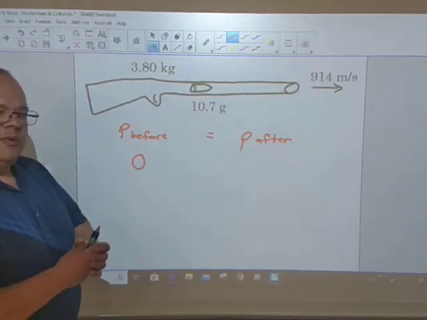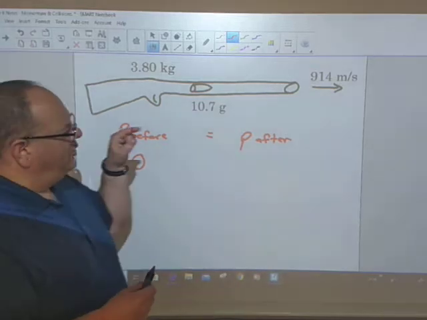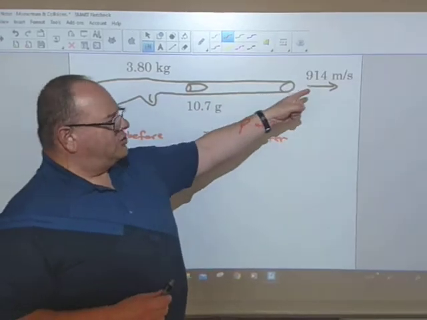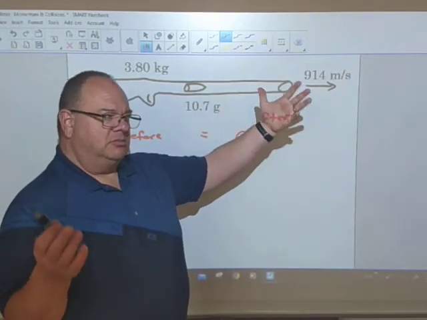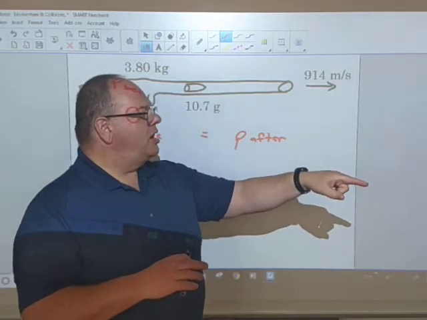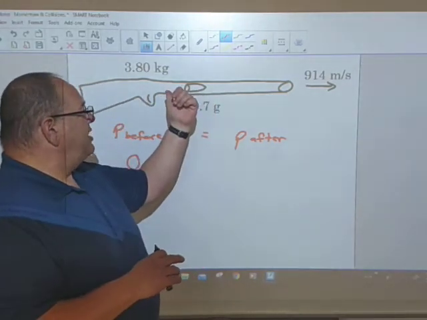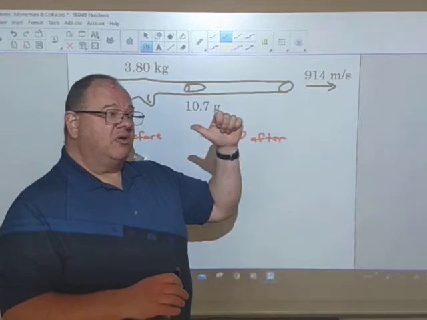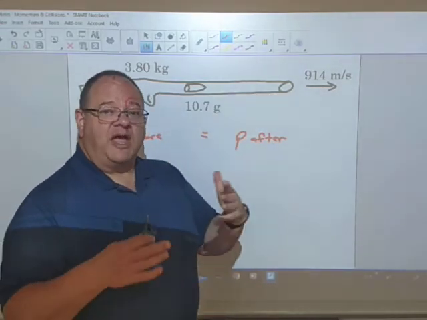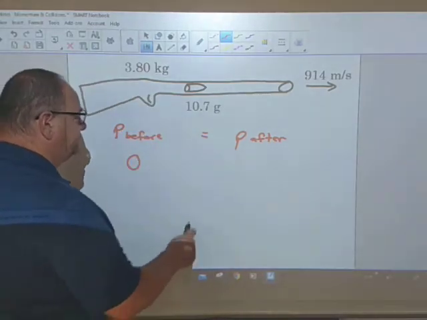How's that going to equal the momentum after? Well, see, the bullet's coming out flying this way, and that's going to be a small mass going at a high velocity. Mass times velocity gives us momentum. But the gun, which has quite a bit larger mass, is going to be going back this way. It's going to have a kickback. Let's calculate the kickback velocity of this gun.